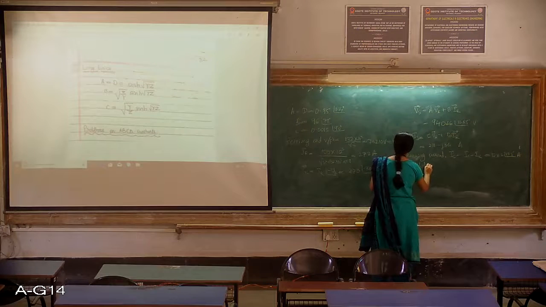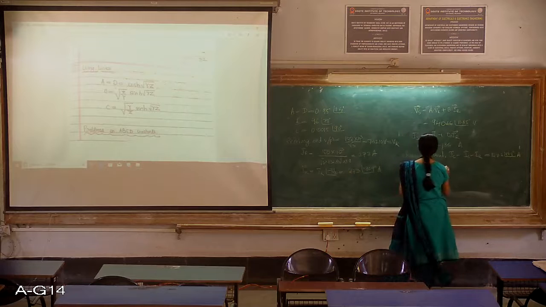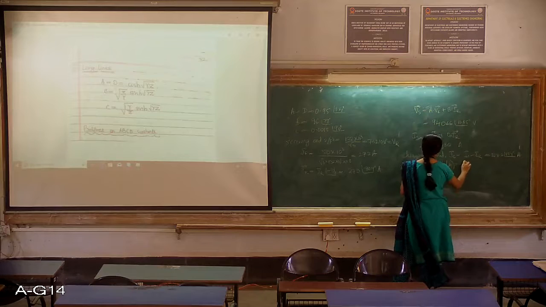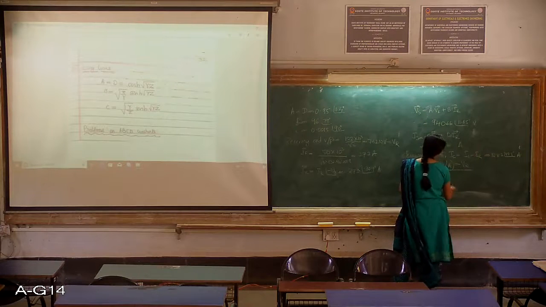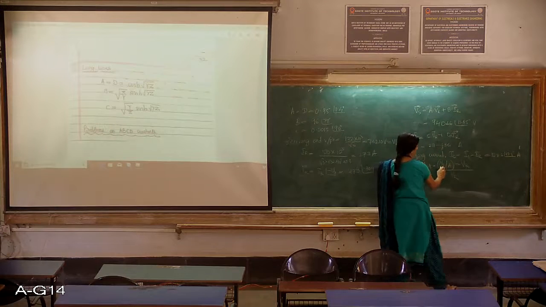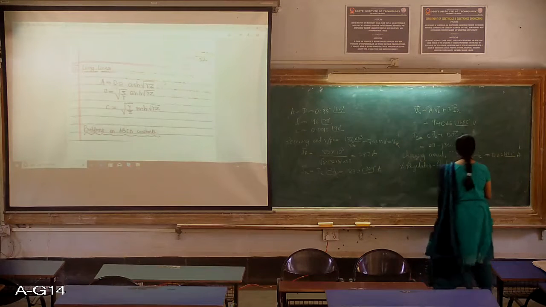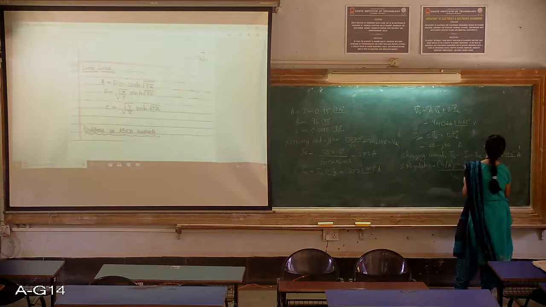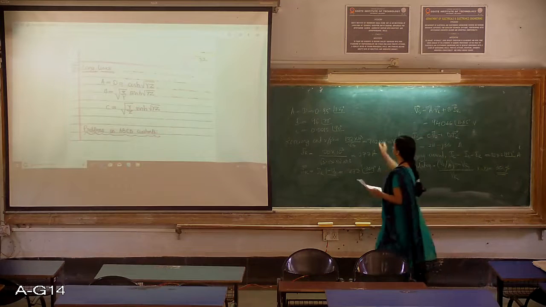Then percentage regulation you are supposed to calculate. Yes, this is one thing I skipped, we will do it in tomorrow's class. The expression for that is VS by A minus VR, that is sending end minus receiving end, with respect to how this A came, I will explain to you in tomorrow's class. You substitute and find out, into 100, and you will get the value 30%. So this is again a problem for 10 marks.